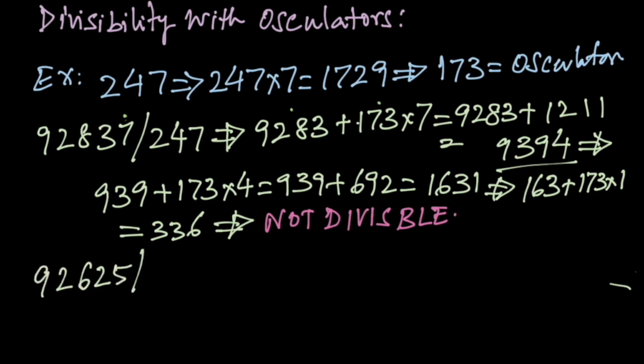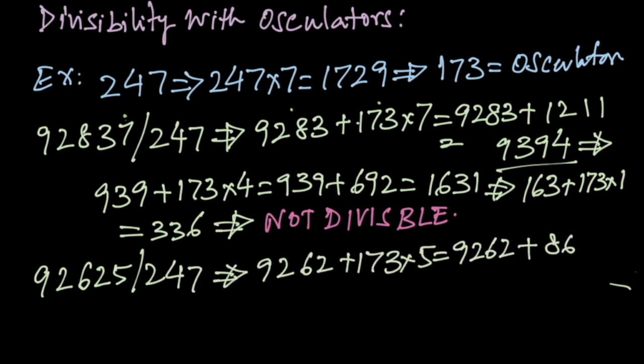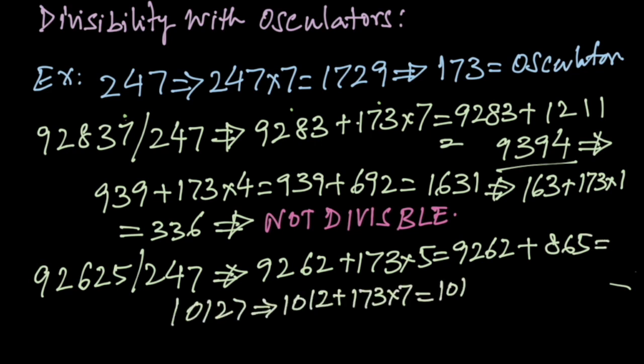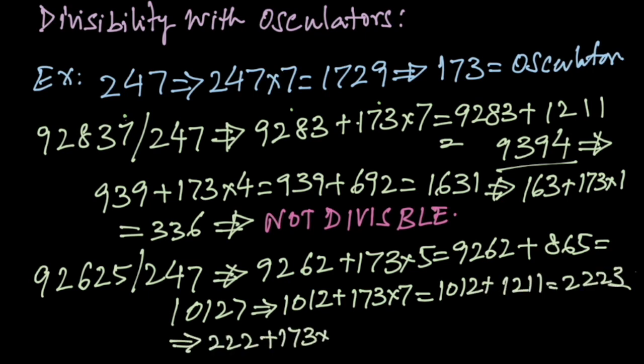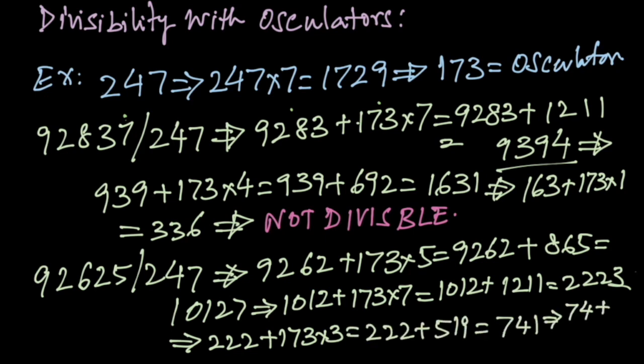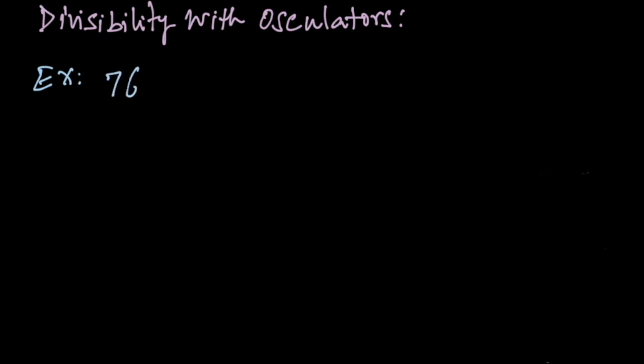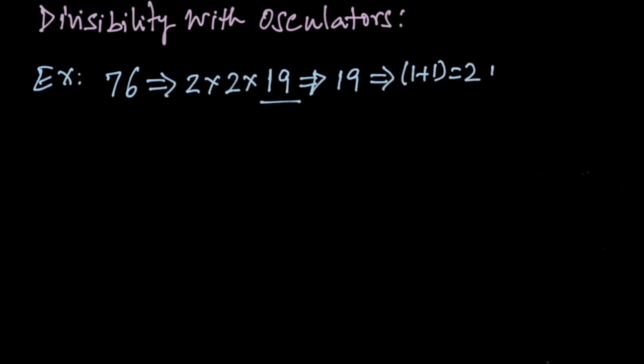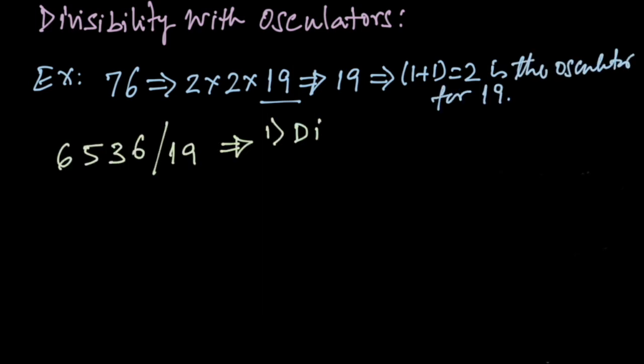Now let's check this number. So now this number is divisible. Let's take one more example. Say it is 76. Now 76 is 4 times 19, and for 19 the oscillator is 2. So suppose we have to check if 6536 is divisible by 76 or not.